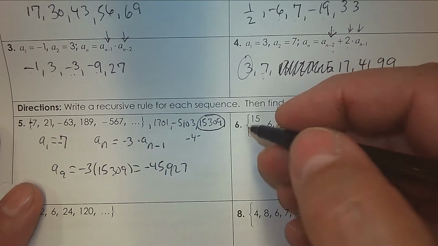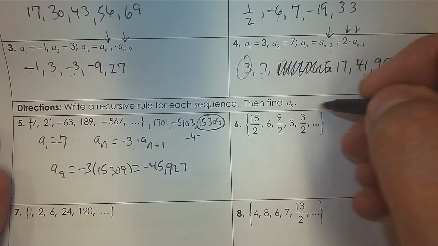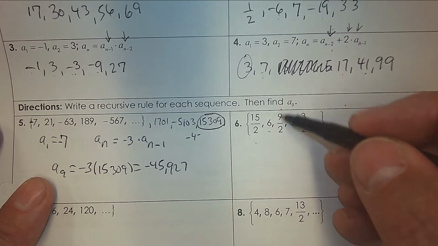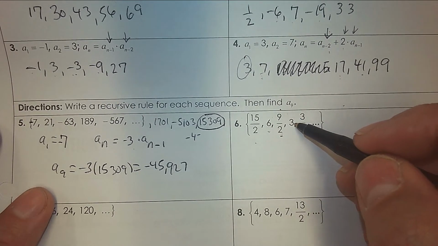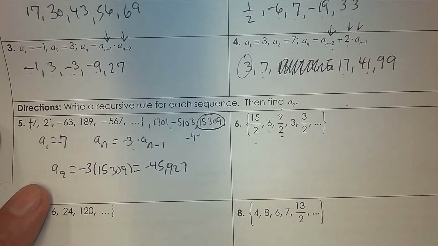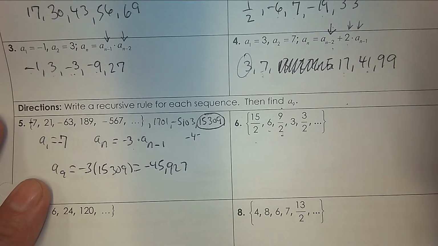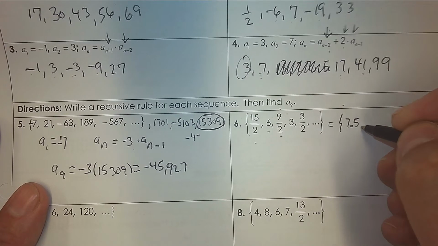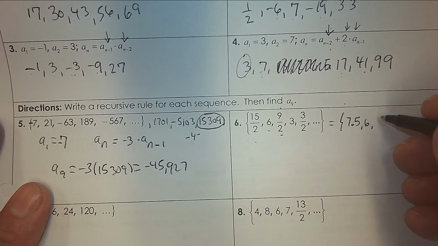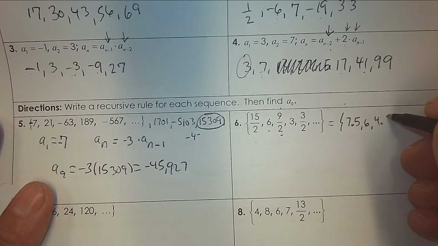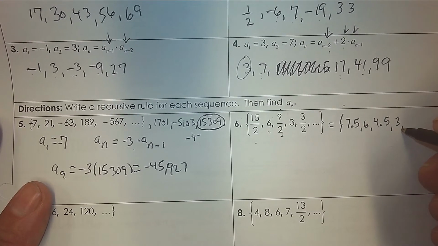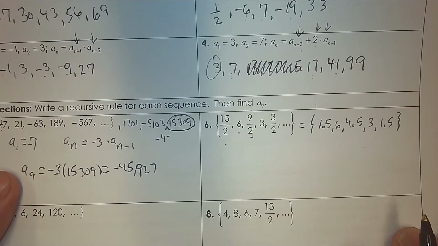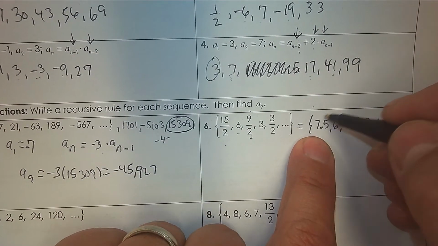Here. So think of what we're doing to get each one that follows. So 15 over 2, then 6, 9 over 2, then 3. So what are we doing each time? It might be easier to change these to decimals so you can see it better. So 15 divided by 2 is 7.5. 9 divided by 2 is 4.5. 3 divided by 2 is 1.5. So if you look, we're actually just going down by 1.5.